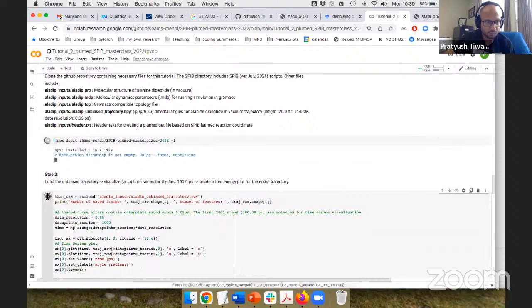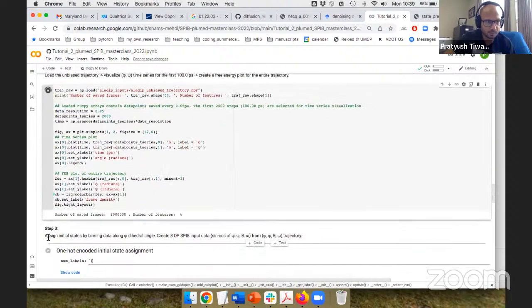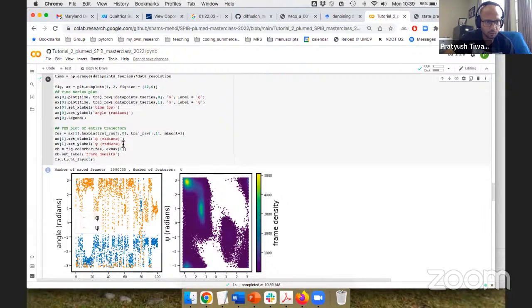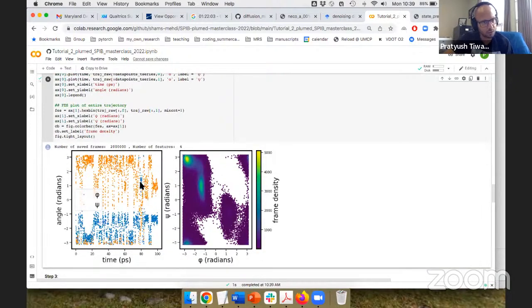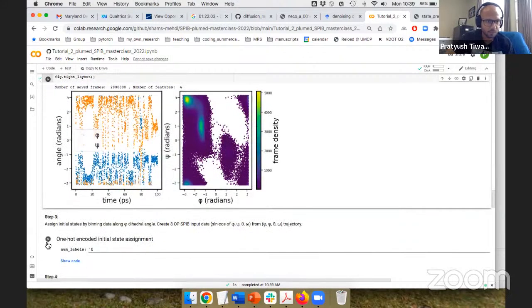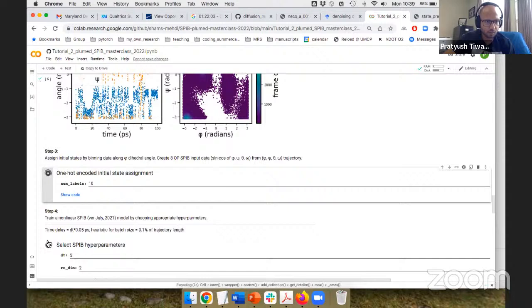Let's press this one too. And it runs. Okay, so you can see this is our trajectory. We have one transition of interest. It's not a lot. It's gone there once and come back. And we do our initial labels.